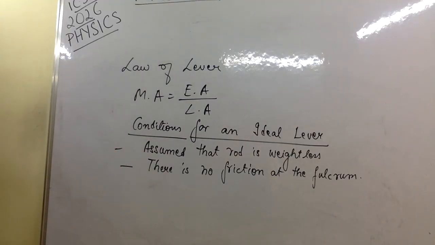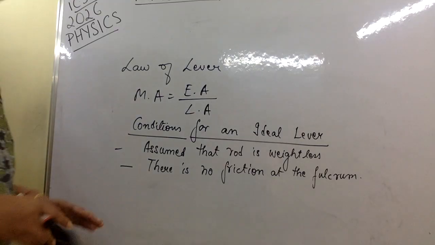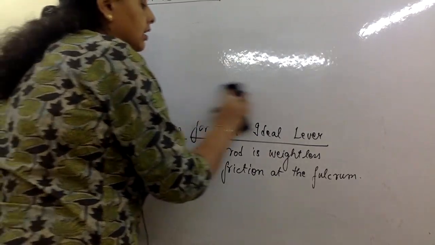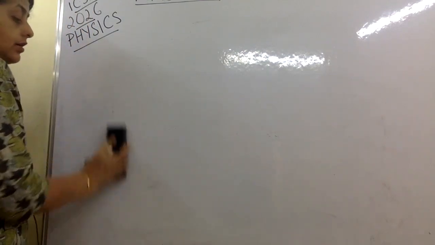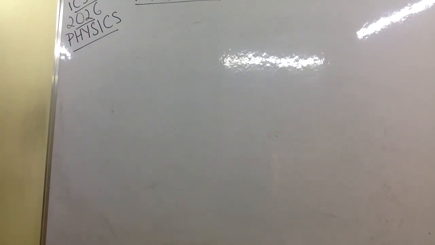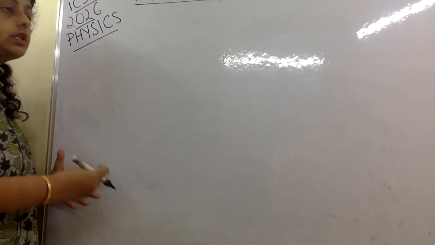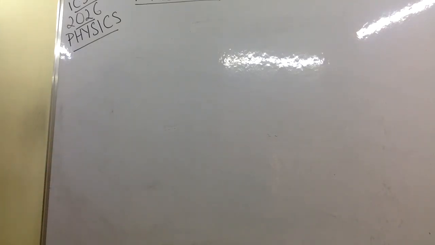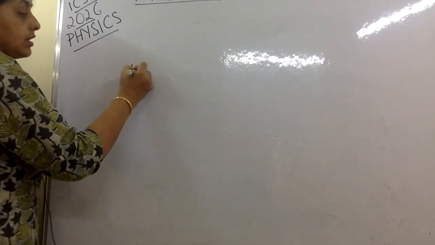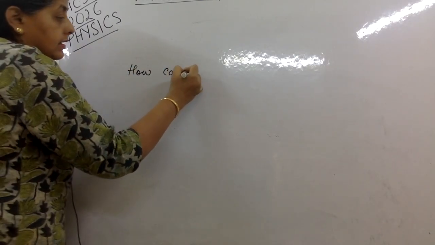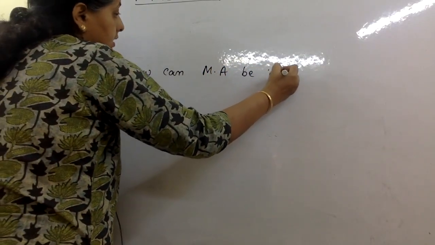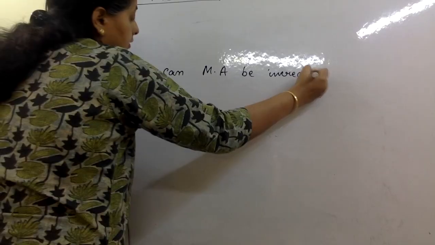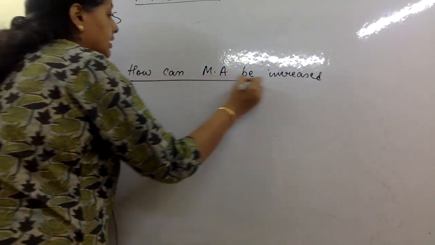Now one big question is, because ICSE has a very different way of asking questions. They will never ask direct questions. They will ask something in between, in some other question as a part of it. How can mechanical advantage be increased in a lever? How can it be increased?